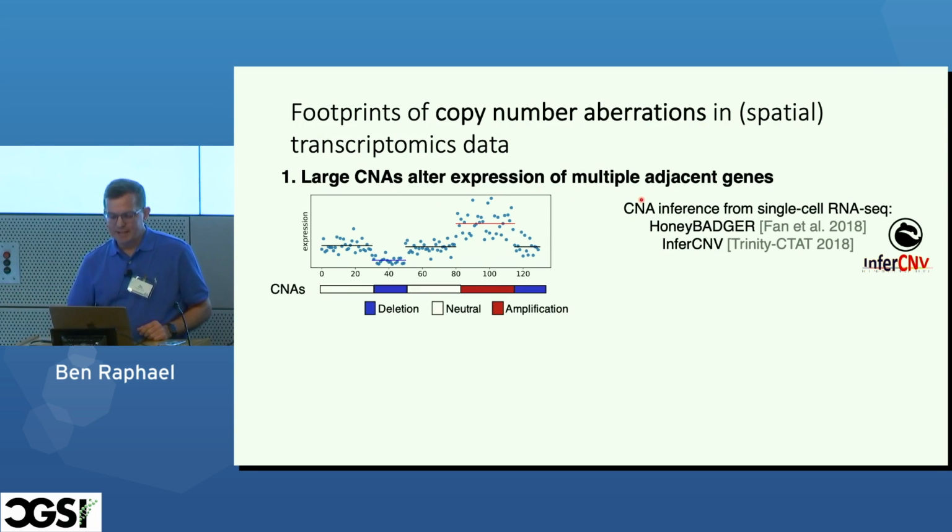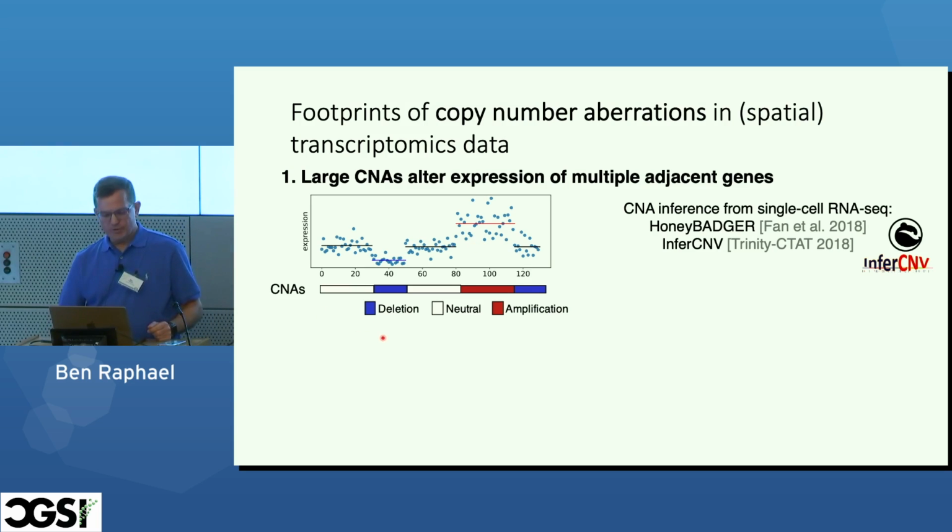So you could try to identify copy number aberrations from transcriptomic sequencing data. People have tried this from single-cell RNA-seq with some success. However, there's lots of changes in expression, as we all know, that have nothing to do with copy number changes. Most of the changes in gene expression have nothing to do with a copy number change, right? They're just gene regulatory processes.